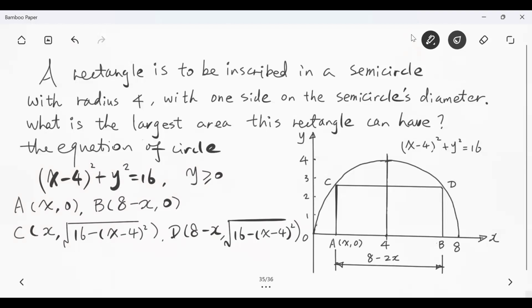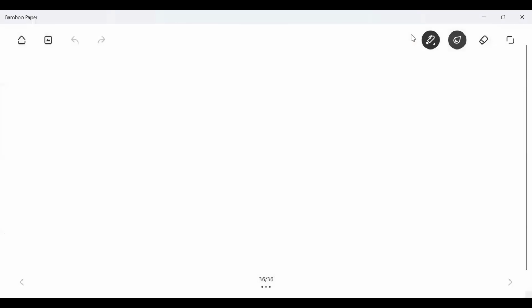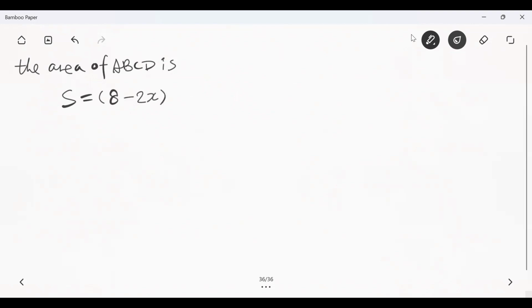And then the area of rectangle ABCD is just length times width. Set up the equation: the area S equals length times width. The length is 8 minus 2x, times the width. The width is the square root of 16 minus (x minus 4) squared. We want to find the maximum area, so we can use the derivative.